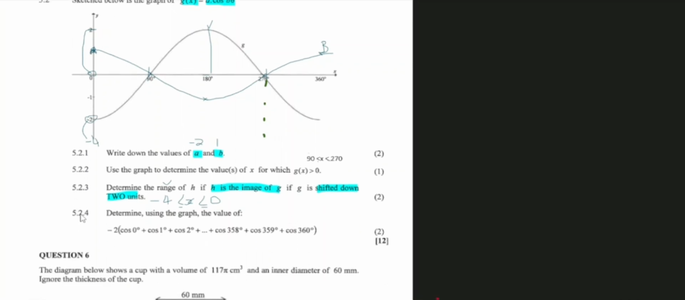Right. Question 5.2.4 says, using the graph, determine the value of minus 2 cos of 0, cos of 1, up until cos of 3/6. This is equal to 1 cycle. That times negative 2. Your answer will be negative 2. And then you have your 7 marks.